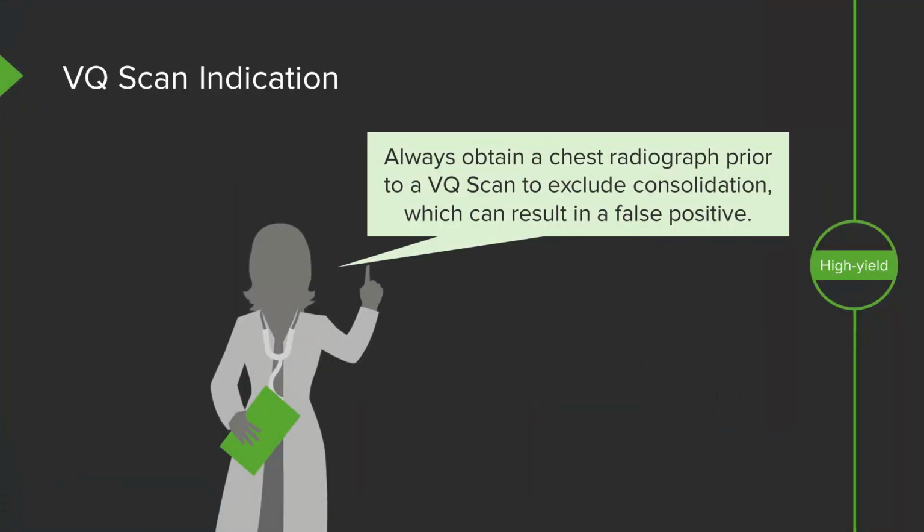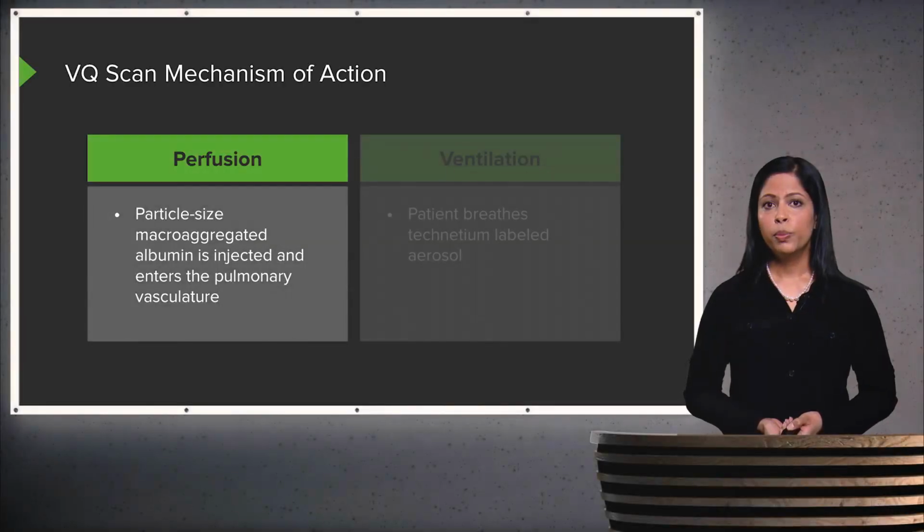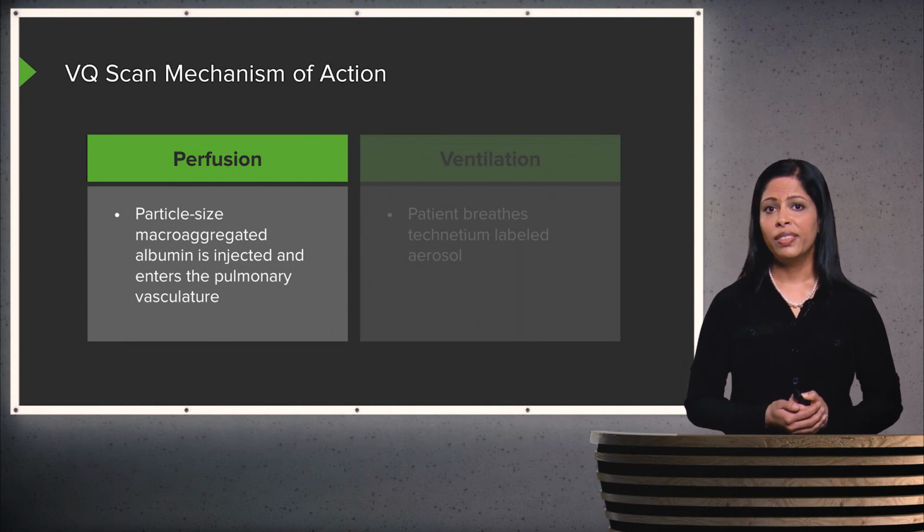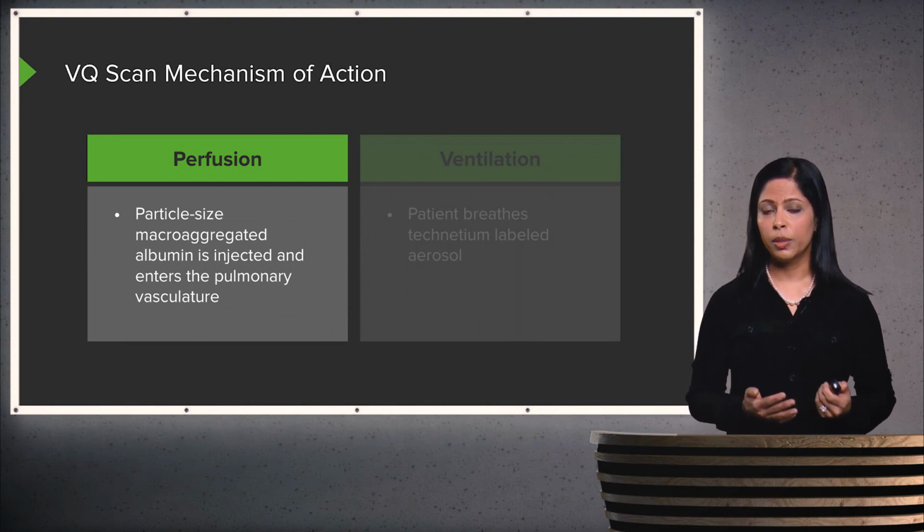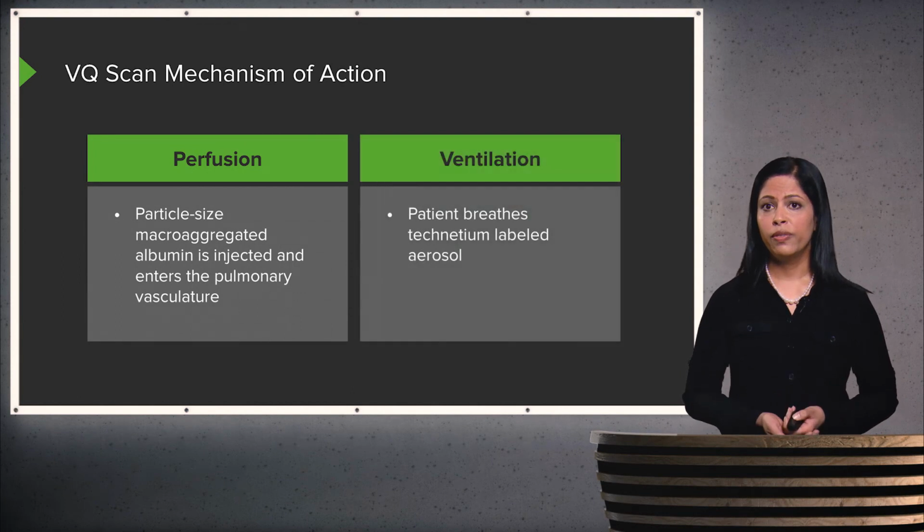Whenever we're doing a VQ scan, we should always obtain a chest radiograph first, prior to doing the VQ scan, and we want to exclude any kind of consolidation, which may result in a false positive. So the perfusion, again, is performed by macroaggregated albumin, and that's injected intravenously and enters the pulmonary vasculature. For the ventilation portion, the patient actually breathes the aerosol, which is technetium labeled, and that enters the lung parenchyma.